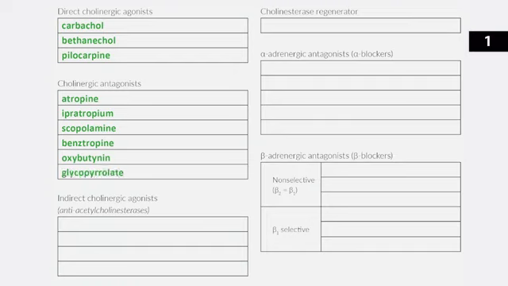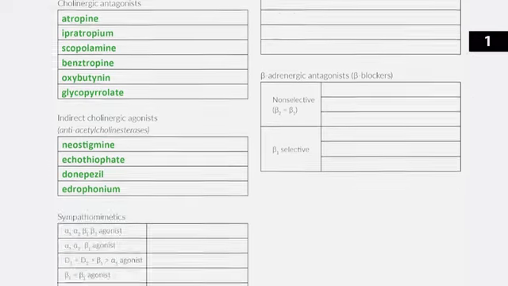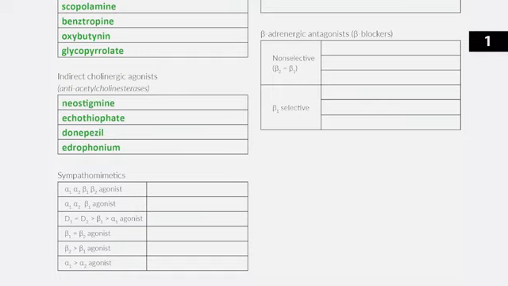The indirect cholinergic agonists, or anti-acetylcholinesterases, include neostigmine, ecothiopate, donepezil, and edrophonium. So a lot of these drugs end in the ending stigmine, such as pyridostigmine and physostigmine, but those weren't listed here. So be sure you know the rest of these. Then we have some sympathomimetics.